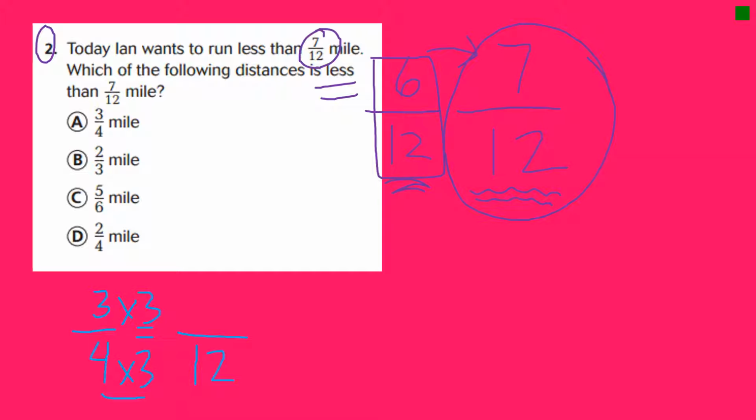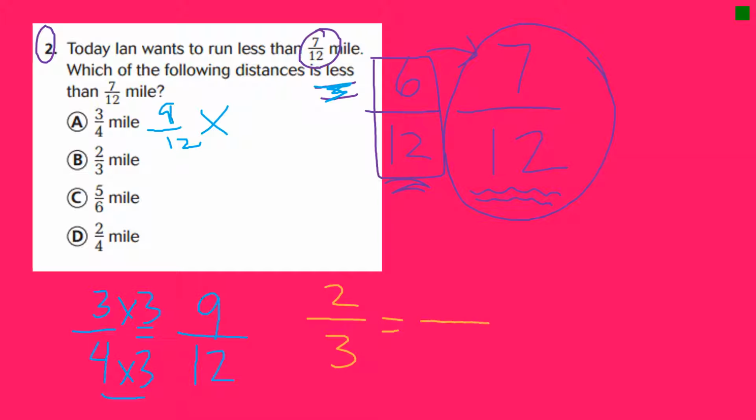So let's do a little common denominator action. 4 times 3 is 12, 3 times 3 is 9. So 3/4 is equivalent to 9/12. Is 9/12 less than 7/12? No, it's greater than, isn't it? It's 2 pieces greater.